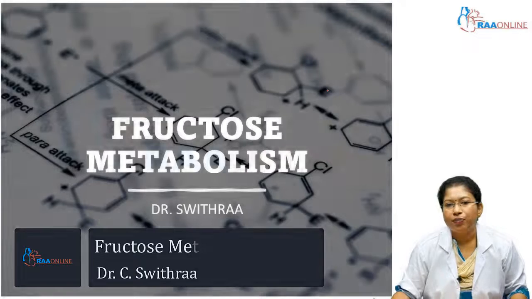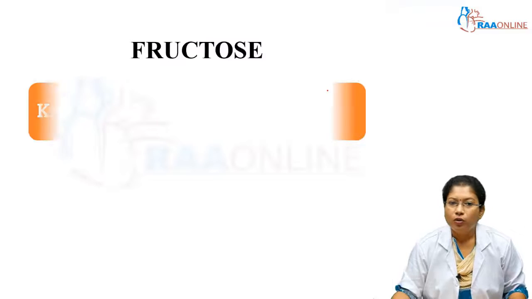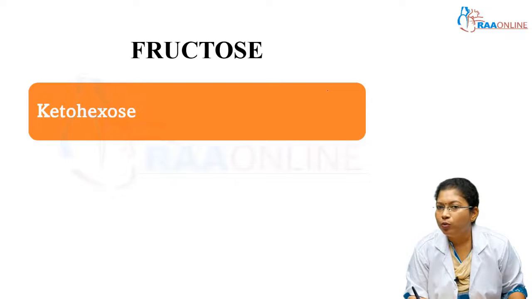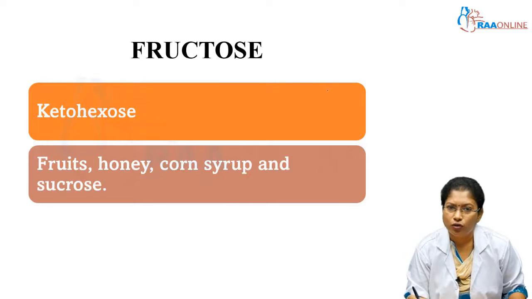This session is about fructose metabolism. Fructose is a ketohexose and also a functional isomer of glucose. Ketohexose means it has a functional group of ketones. Next, it is present in fruits, honey, corn syrup and sucrose.